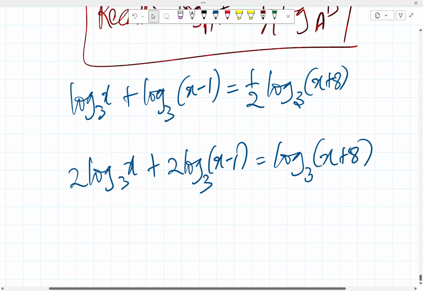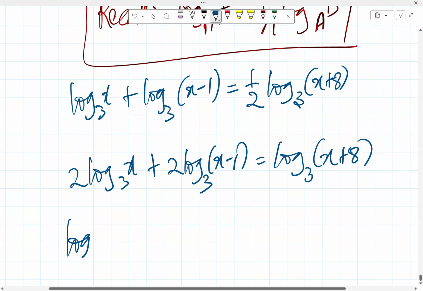So then we need to isolate the logs. So we have log to base 3 of x squared plus log to base 3 of x minus 1 squared equals log to base 3 of x plus 8. And then we can apply the laws of logarithm, and we have log to base 3 of x squared over x minus 1 squared equals log to base 3 of x plus 8. And then we can just equate now. So we then have x squared over x minus 1 squared equals x plus 8.